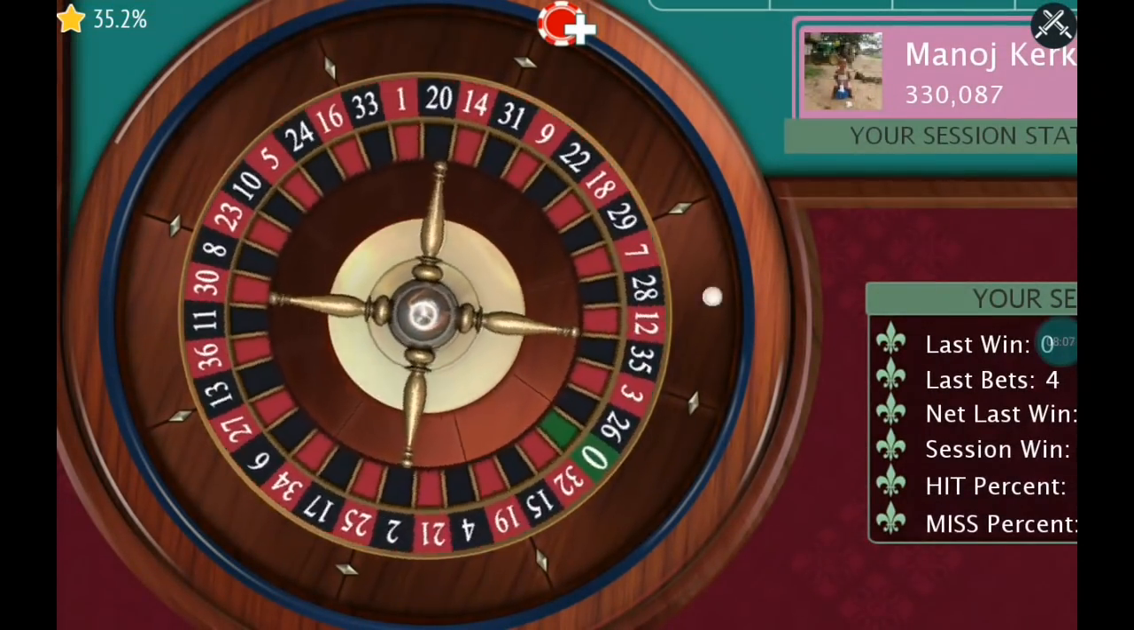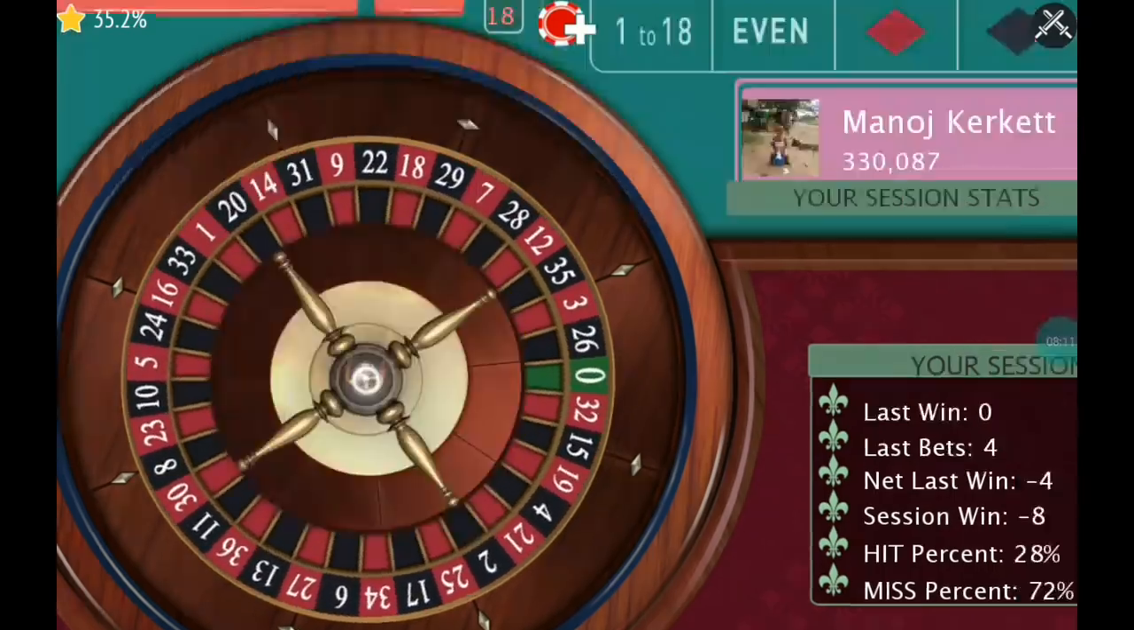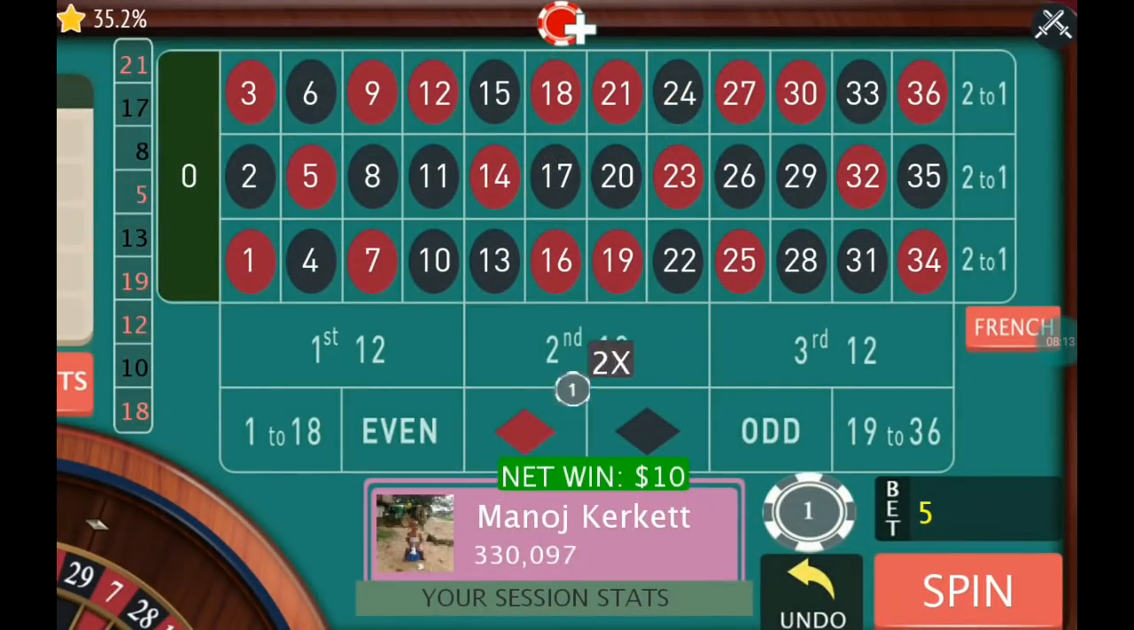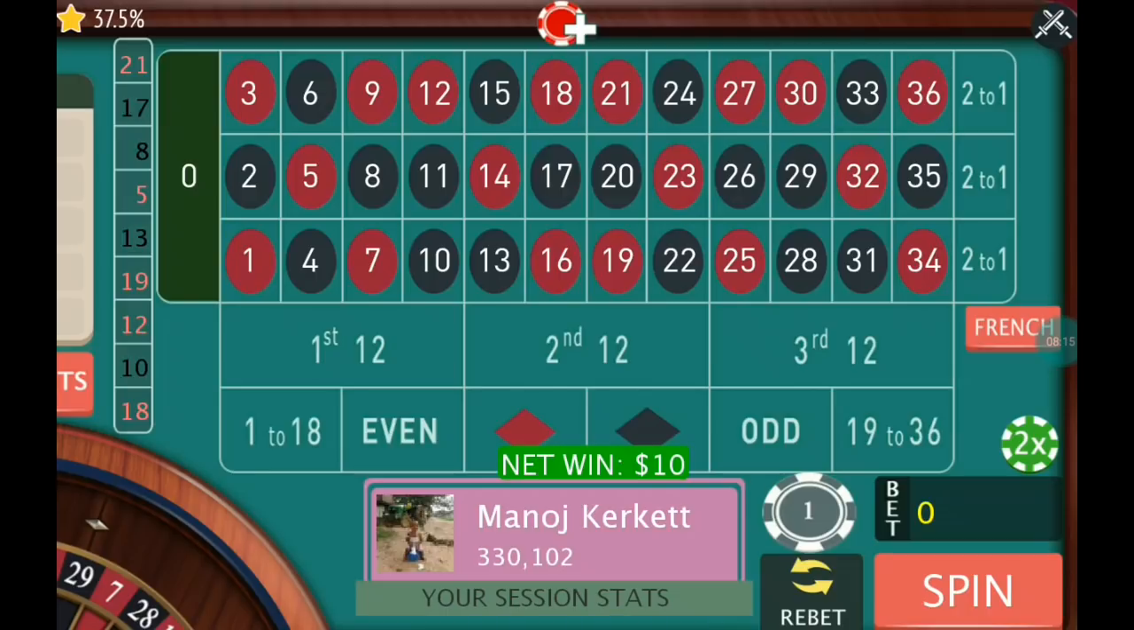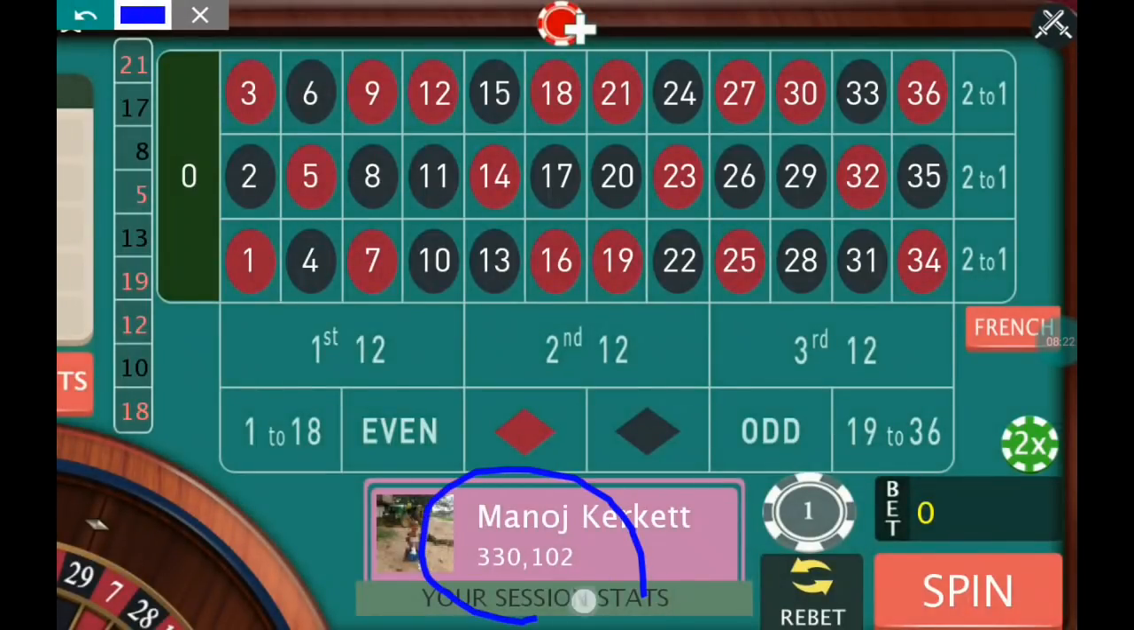So this is a slow strategy to win, but this will work very well. I win. So this is the strategy, and in so many spins I haven't lost anything, but rather I made a profit of $2.